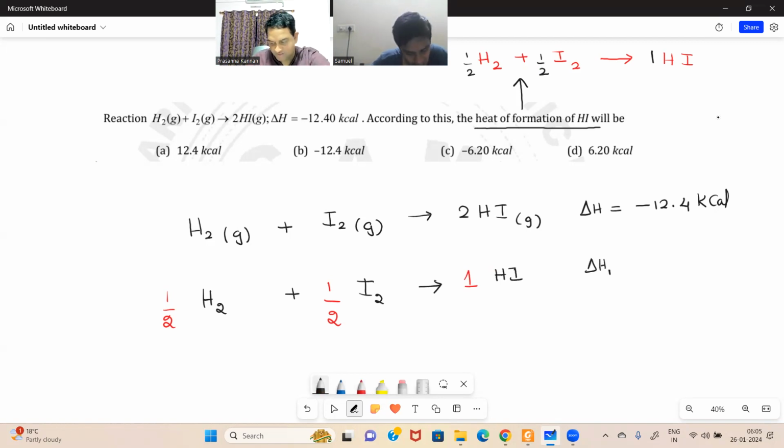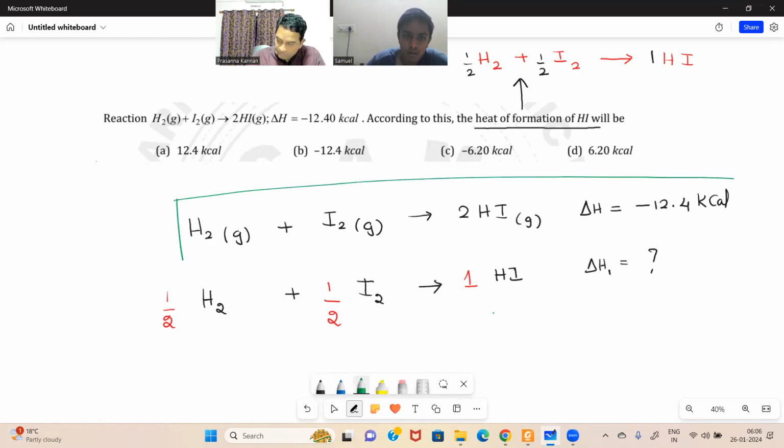Let me call this delta H as delta H1. This is what is asked. Isn't it? I said the sum is a piece of cake. It's very, very simple, right? Why did I say that? Because now chemistry is over. Now it's very simple mathematics. 2 chocolates cost 10 rupees. 1 chocolate? 5 rupees. Yes, that's all.